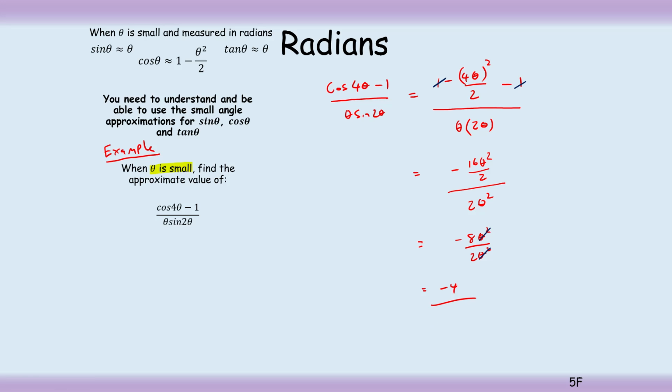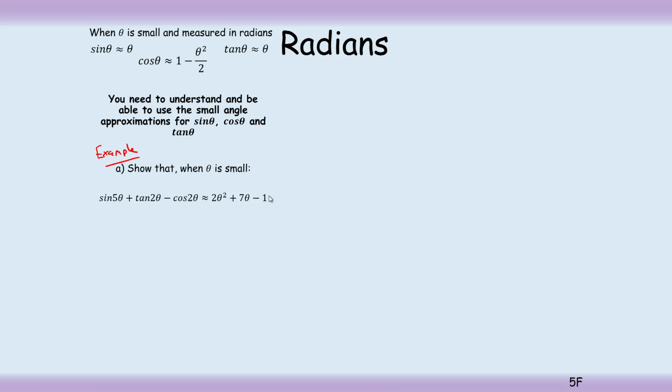So hit pause and write the example down. When you're ready, hit play again. We'll look at one more final example. Okay, in this example it says show that when theta is small, so they give us that clue which we can highlight. Sine of 5 theta plus tan 2 theta minus cos theta is approximately equal to 2 theta squared plus 7 theta minus 1. So let's have a go at proving that the left hand side is approximately equal to the right hand side.